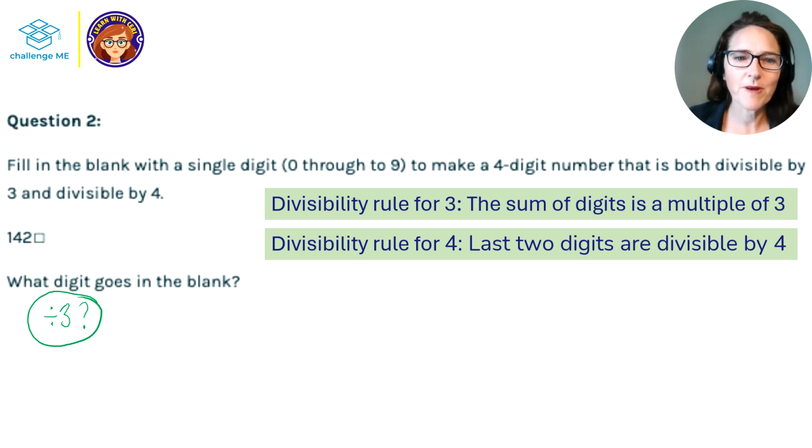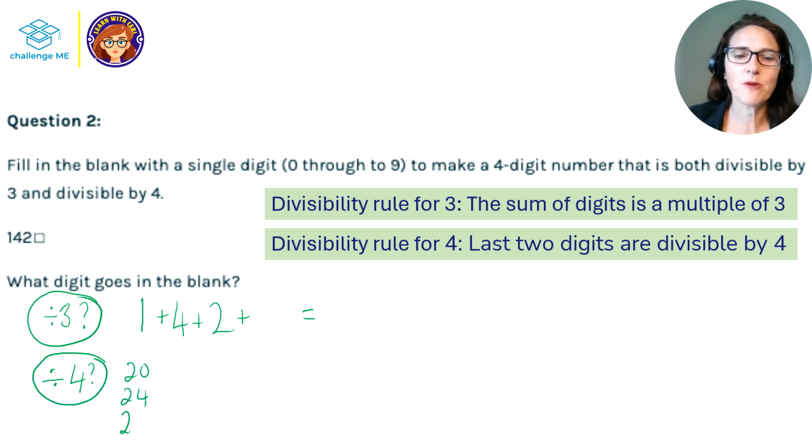Does it divide by 3? So what have we got? We've got 1 plus 4 plus 2, sum of the digits, plus something has to equal a multiple of 3. All right, so there's 10 options there. Let's see about checking the divisibility rule for 4. So in this case, we've got 3 options only, 20, 24 and 28.